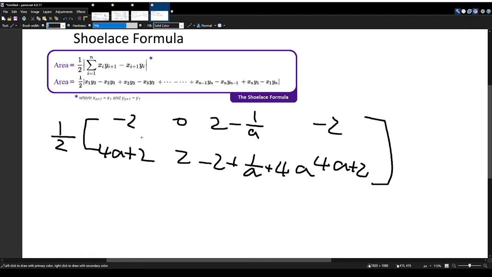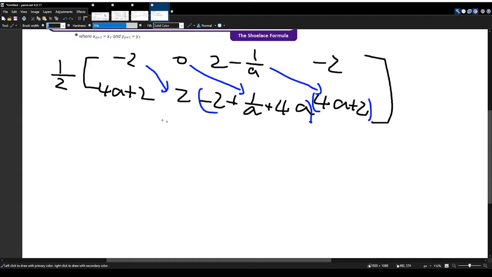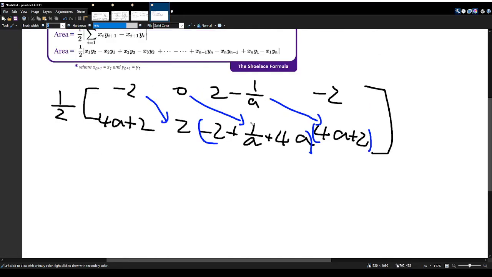Basically how this works is you multiply everything like this, and then you add them up together. Then you multiply everything over here, but then you subtract them. So that's basically how it works.